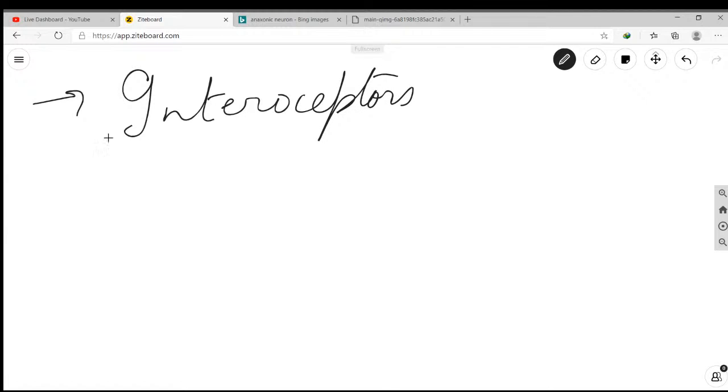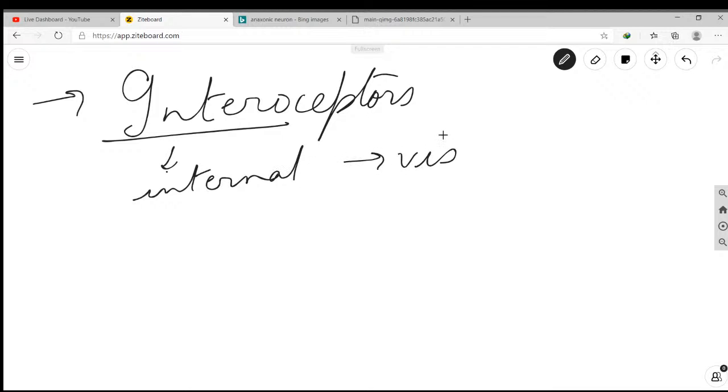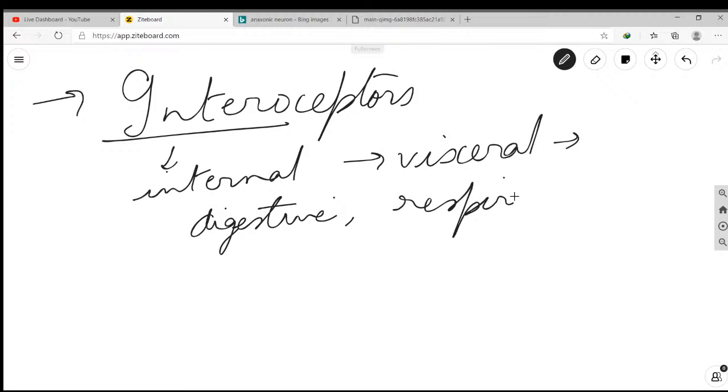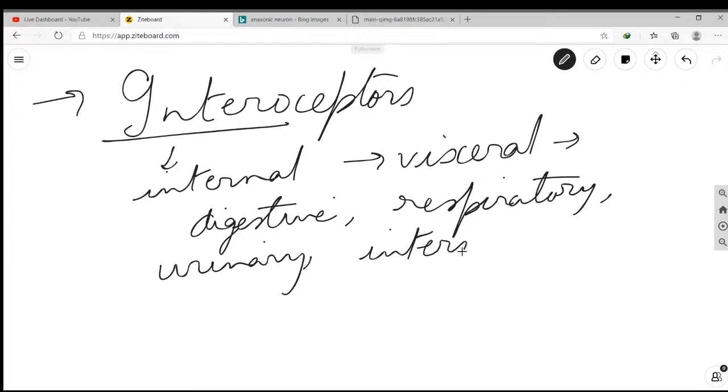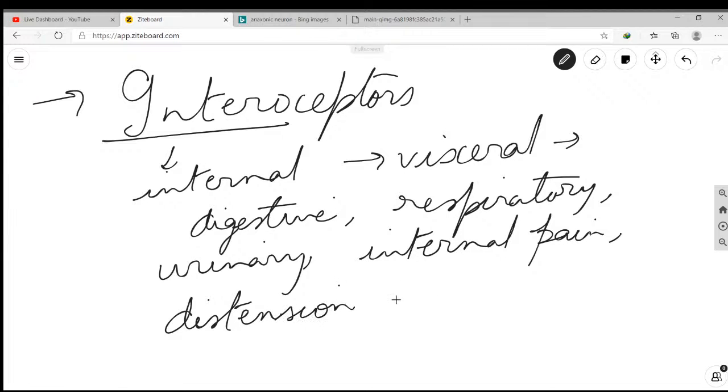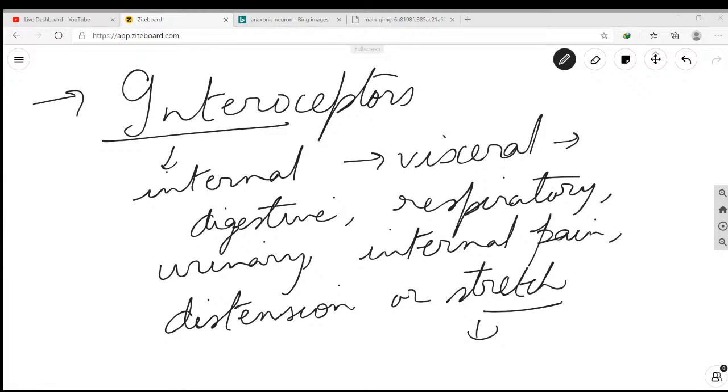From the name you can say intero means internal. So this is visceral, right? Digestive, respiratory, reproductive, urinary, then internal pain, distension or stretch. So these are monitored by interoceptors. So these are the special neurons known as interoceptor neurons.